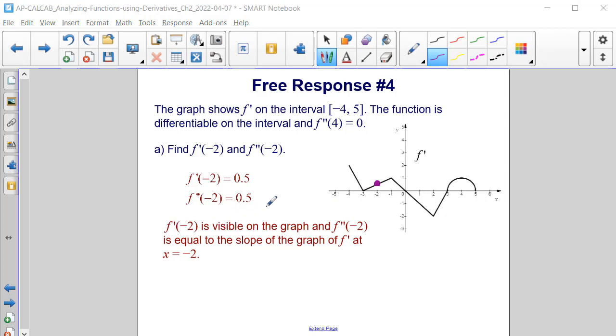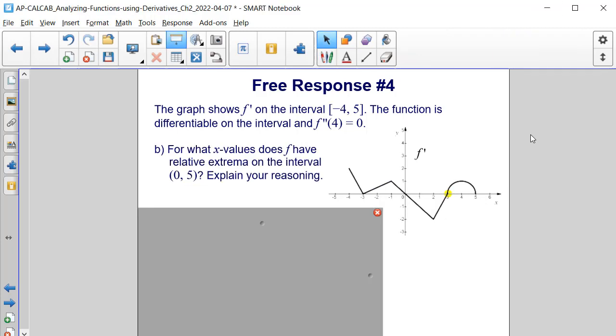And the reasoning provided for this is we know that f prime at -2 is visible in the graph, and we read it, and that f double prime at -2 is equal to that slope of f prime, which is +1/2. Now let's answer this question.